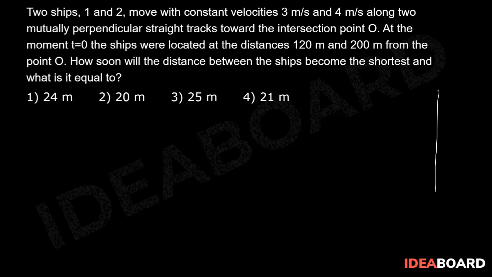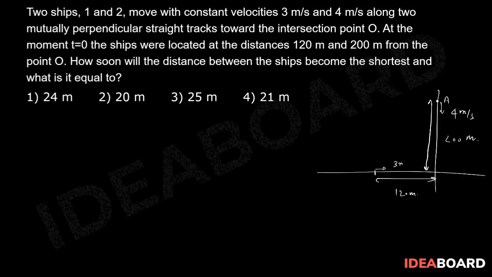So now suppose that these are the two perpendicular tracks. There is one ship at point A, moving with velocity 4 meter per second, located 200 meter away, and the other one is 120 meter away, moving with velocity 3 meter per second. Perfect. So now they want to know the shortest possible distance between the ships.